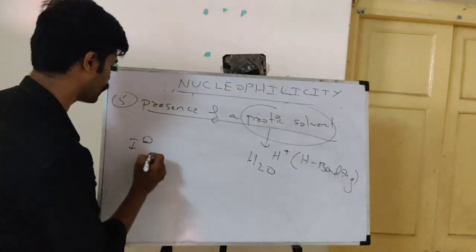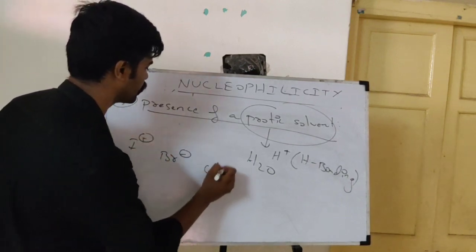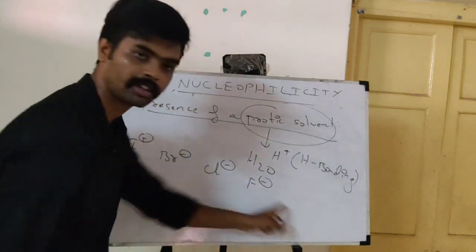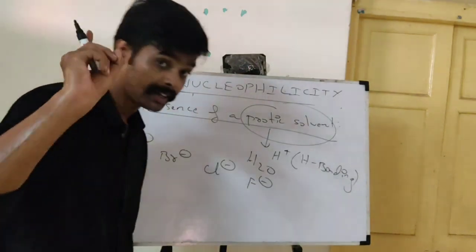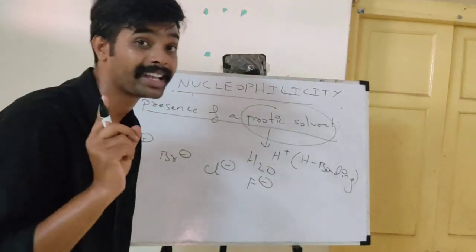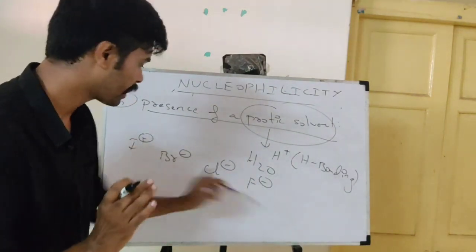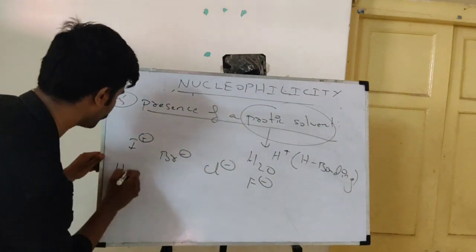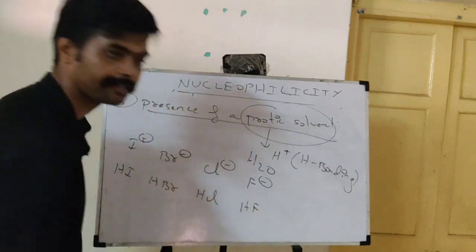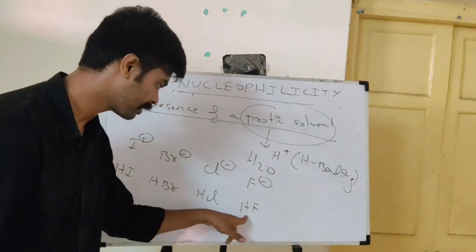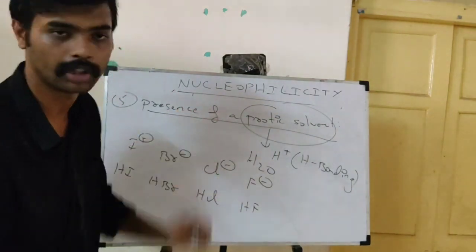I have I minus, Br minus, Cl minus, and F minus. All are halogens, down the group, up the group. Okay, so now let me use the first ever factor. The first ever factor was basic strength, right? So if I go along with basic strength, if I write the acids of all these, I have HI, HBr, HCl and HF. Again, if I can determine the order of acidic strength, the opposite is going to be the order of the basic strength, and so is the nucleophilicity.